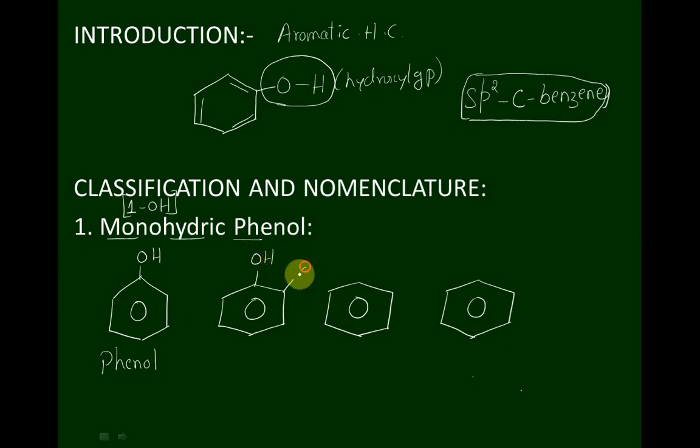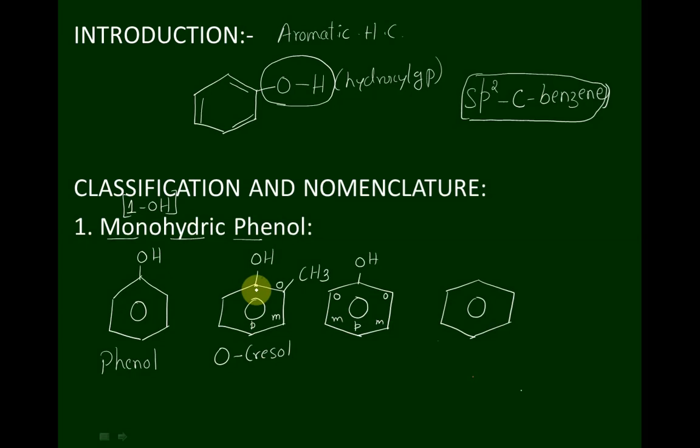OH. Now I am going to add one substituent group, that is a methyl group. Commonly it is called ortho-cresol. With respect to the substituent group, this is the ortho position, this is the meta position, this is the para position. If the OH group is there, the next carbon atoms, these two are ortho and these two are meta, and this one is the para position.